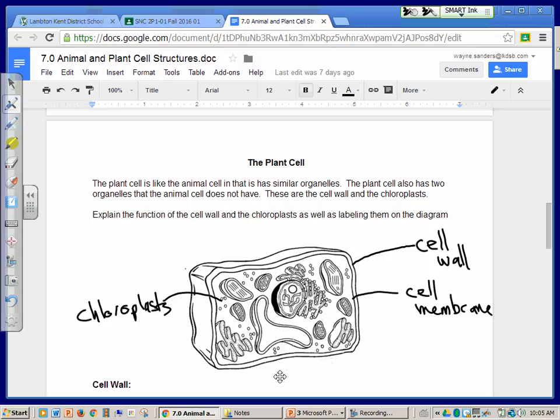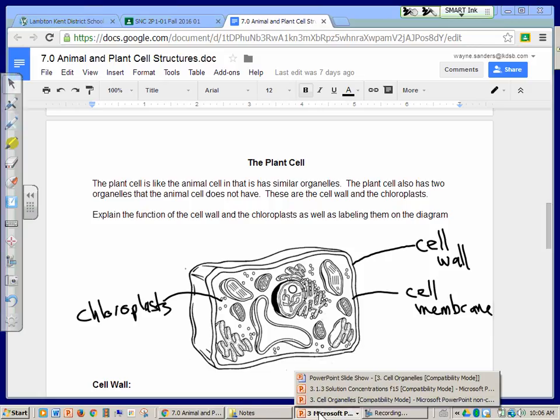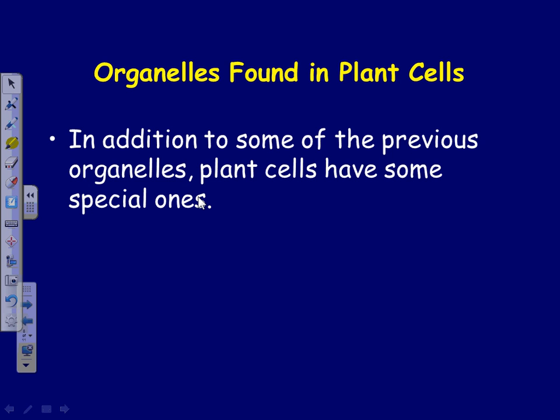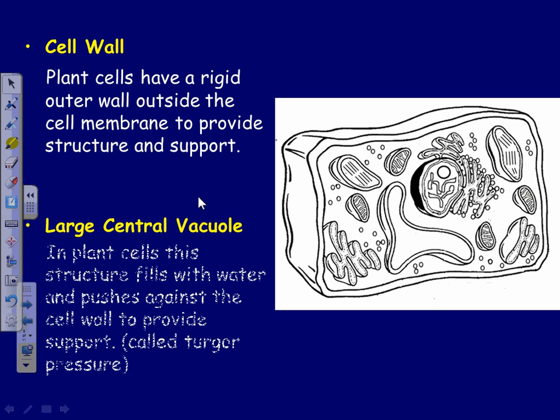Okay, so let's now fill in what the cell wall is. So what am I going back to? I'm going back to PowerPoint, and I want to open up the slideshow, and I want to get down here, cell wall. So under cell wall on the sheet, it's a rigid outer wall outside the cell membrane. Rigid outer wall outside the cell membrane.